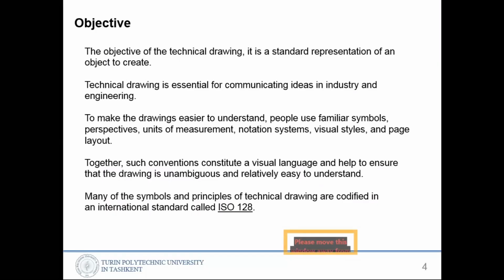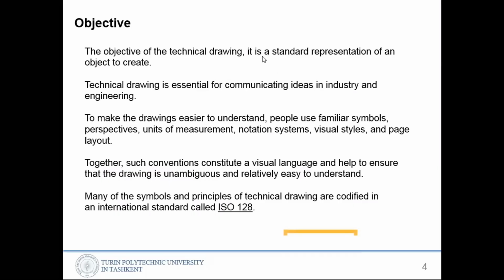There is a style of writing, right? Writing style. Similar to this, there are drawing styles. And the styles should be standardized. Okay, so there are rules, there is a standard, and everyone has to follow this one. Otherwise, other engineers, other users, other professionals may not understand what you draw.